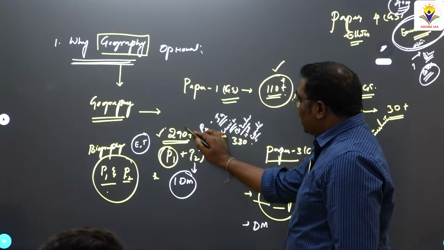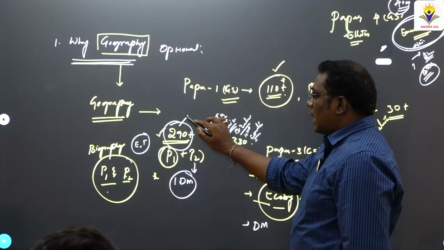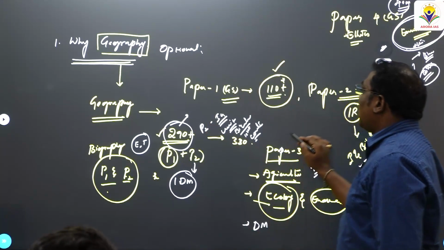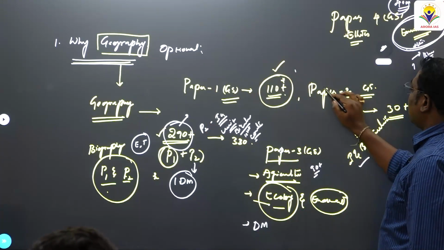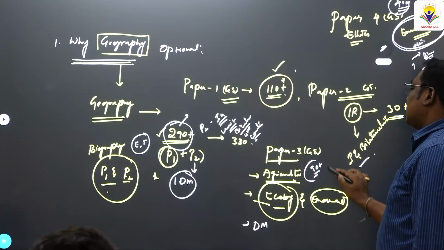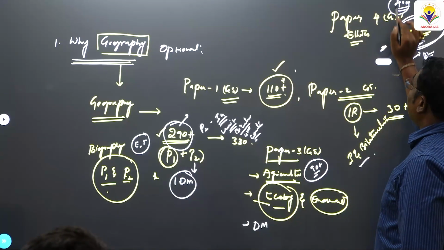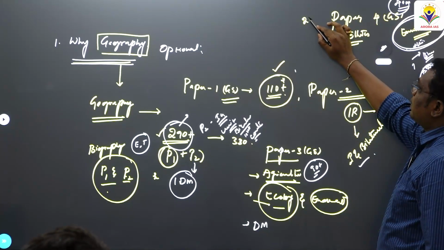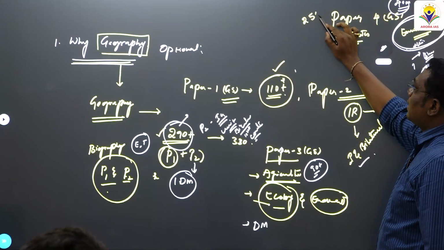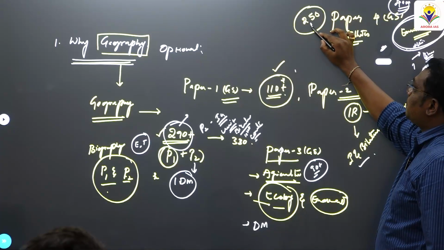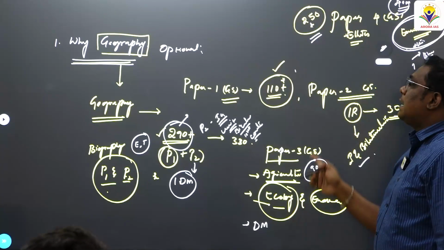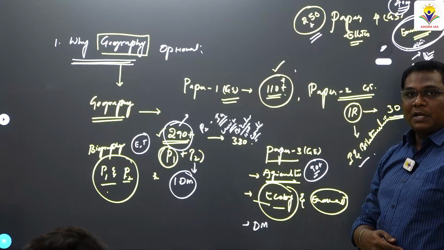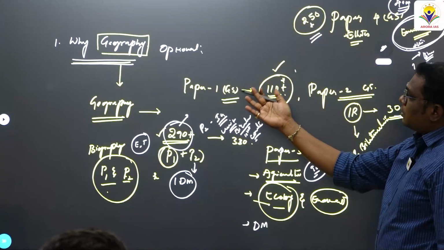So along with the 290 marks granted in the geography optional, 110 plus 30, that is 140, plus 90, that is 230, plus 40, roughly 270. On average I generalize that 250 plus marks can be easily scored in the mains examination also. This is the major logic.